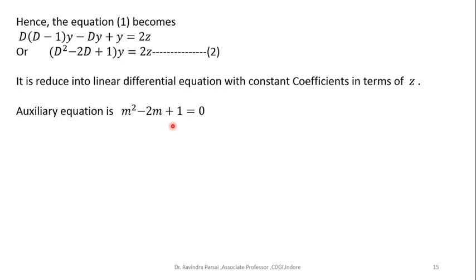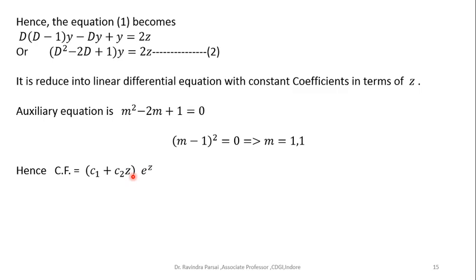So find the roots of this quadratic equation. This is an expansion of (a minus b) whole square. So the roots are 1, 1, that is, you are getting repeated roots. In this case, since the independent variable is not x but z, you take z in place of x: (c1 plus c2 z) into e raised to z.